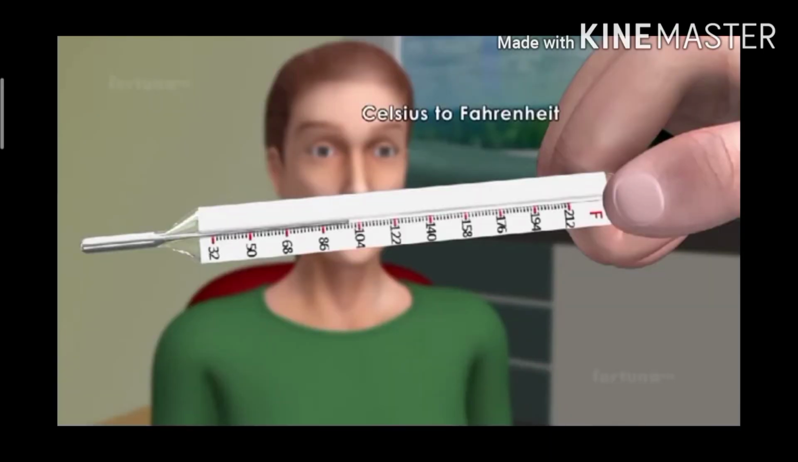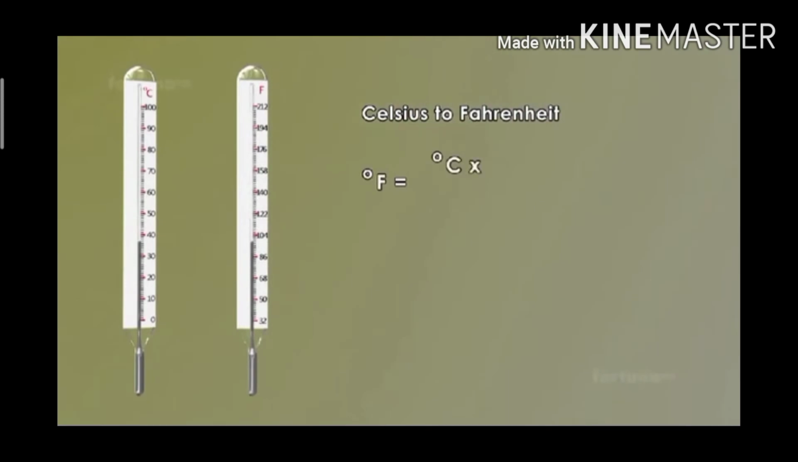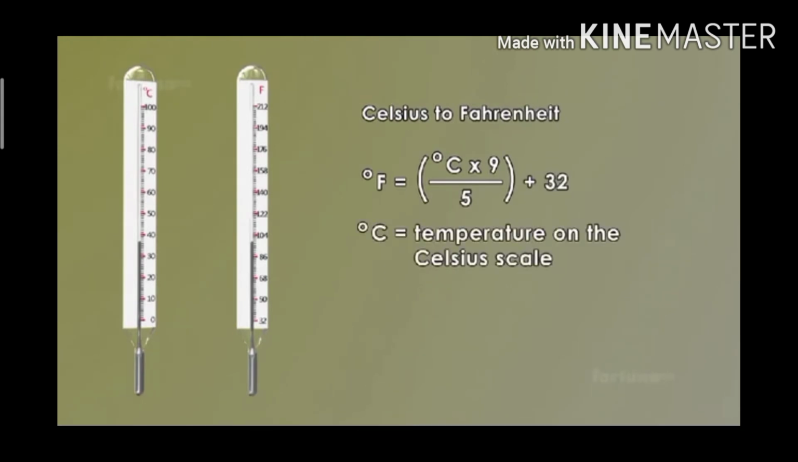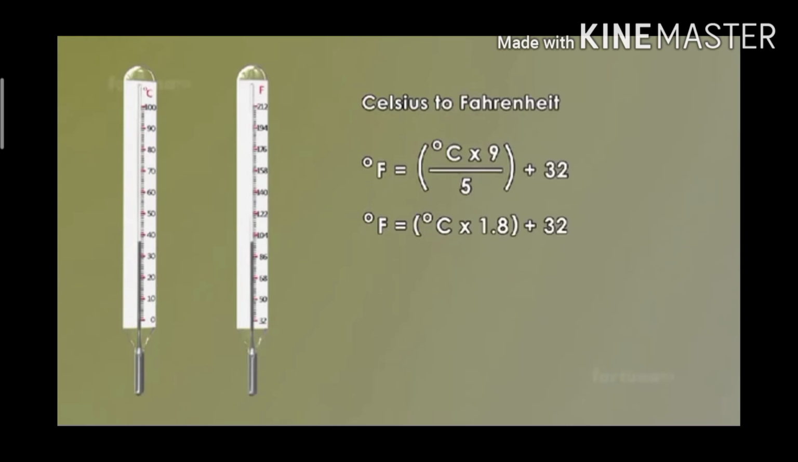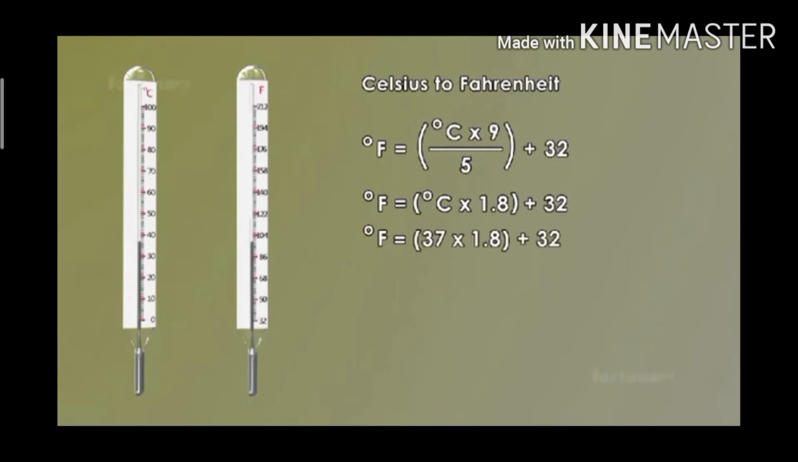Now we are going to convert Celsius into Fahrenheit. F equal to C into 9 by 5 plus 32. Here C represents the temperature on the Celsius scale. We can simply write this as F equal to C into 1.8 plus 32. By substituting the value 37 degrees Celsius into this formula, we get 98.6 Fahrenheit, and we can convert Fahrenheit to Celsius.